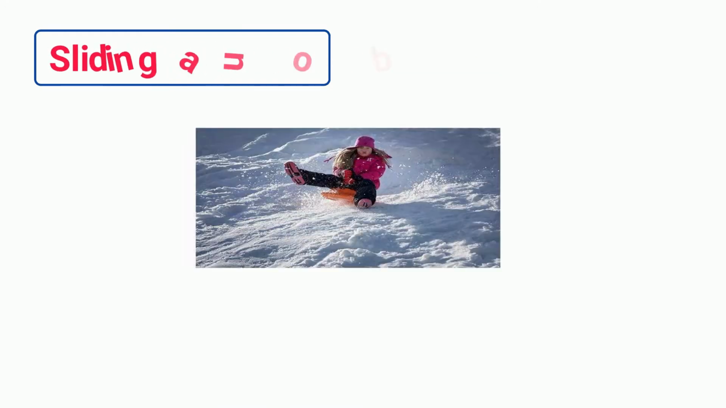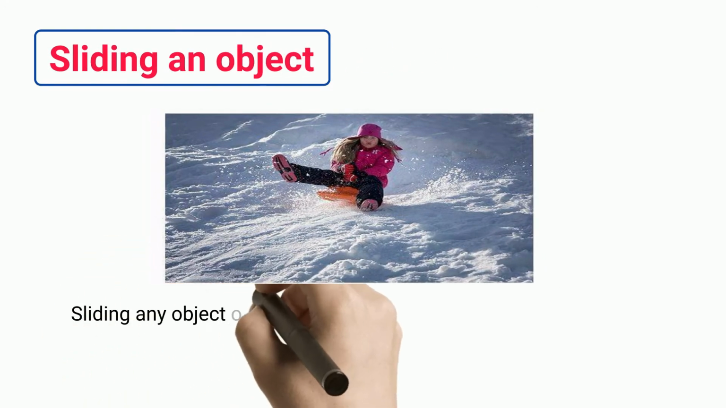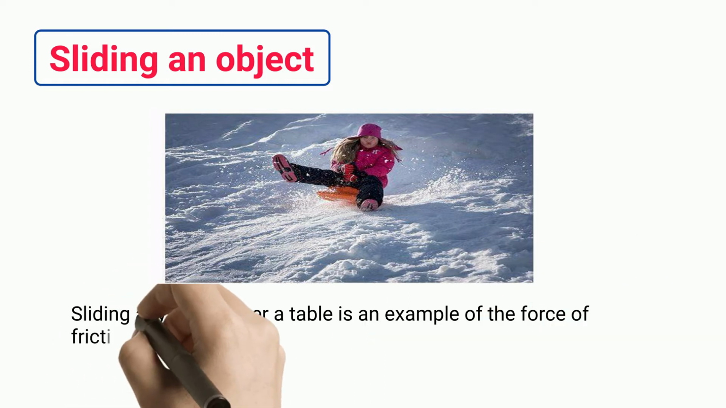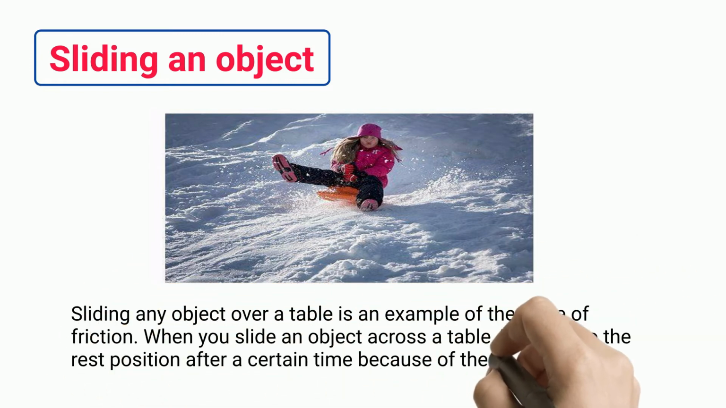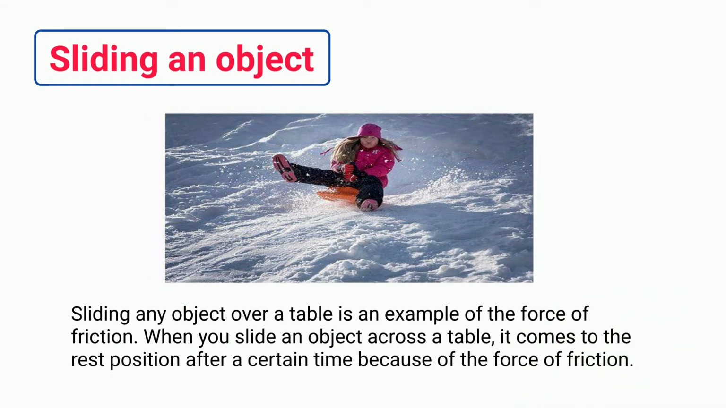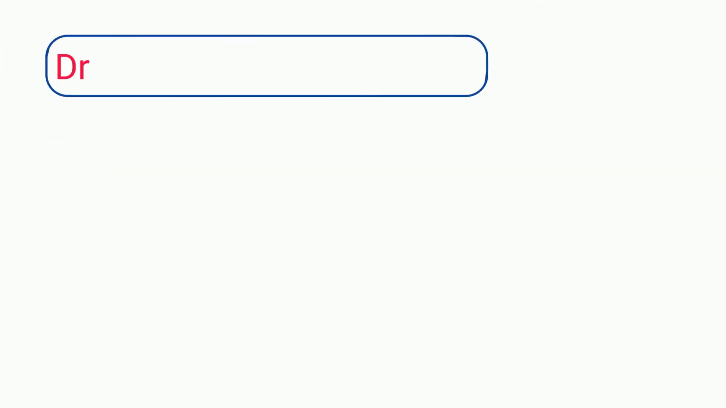Sliding an object. Sliding any object over a table is an example of the force of friction. When you slide an object across a table, it comes to rest after a certain time because of the force of friction.